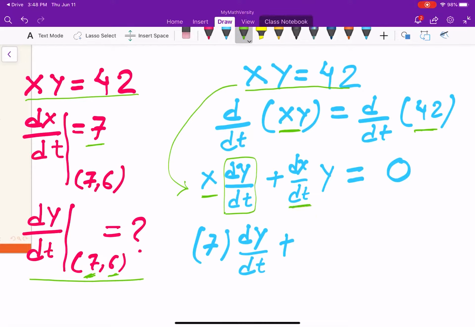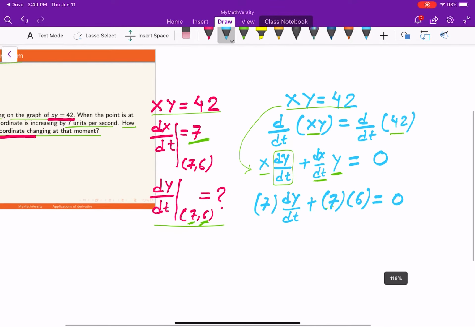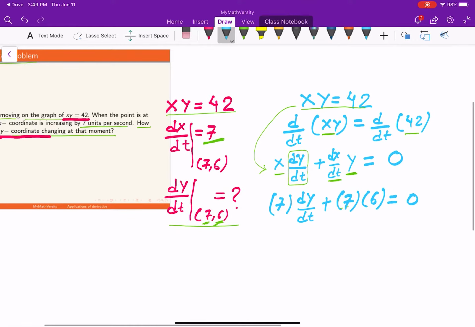the derivative of x with respect to t, that means the rate of change of the x coordinate with respect to time. We have been given that, which is over here, 7. So let's plug that in too. And the one other thing we need to write down is y. What is y? The y coordinate is given over here, right? So we need to figure out the rate of change when y equals 6. So let's write that down. This is equal to 0.